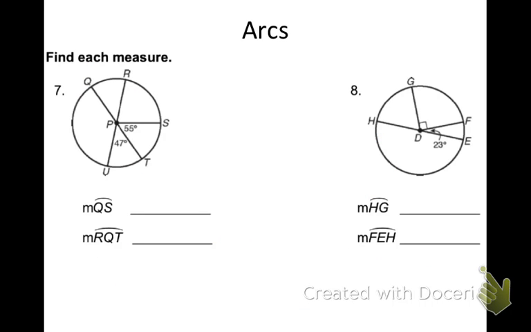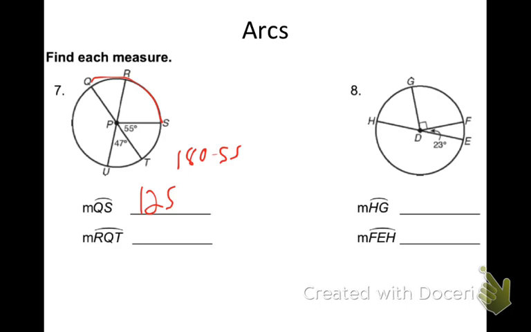Take a couple seconds, try number 7 and 8 here. Using the minor and major arcs and all the central angles, find the missing arc measures. Take a couple seconds to try these. So number 7 here, I want to find QS first. Well, what's the measure of QS going to be? What do you say, Tyler? 125. How'd you find that, sir? Yeah, 180 minus 55. Nice job.